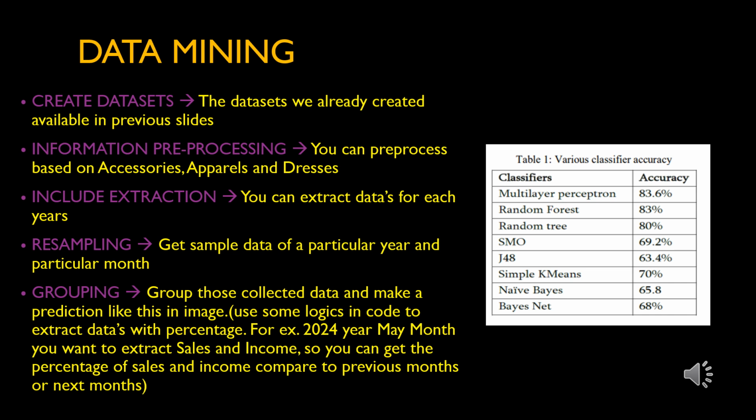How can I compare the sales of this particular 2024 May month with the previous years and with the next years, and how can I form new data, a 2025 May month data, based on this? We can predict. So like this, we can predict some data, and the prediction should be shown in some other pages. This is the important data mining process that we are going to deal with in this paper.